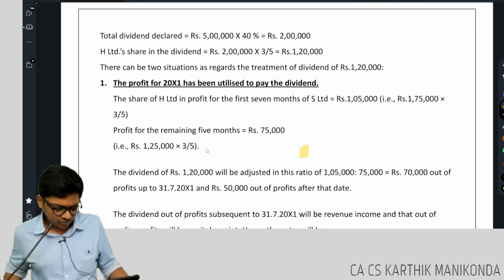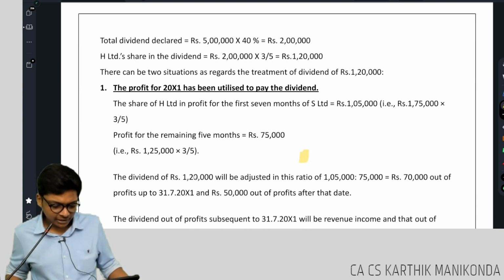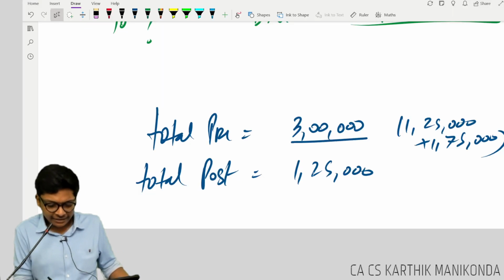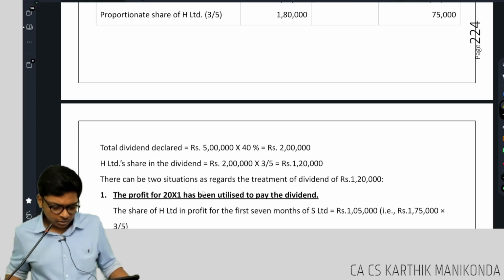One lakh 51. No, that is holding share. Yeah, we will come to that later. This I want to know before that: if this answer of 3 lakh and 1 lakh 25 is correct, where have we given it?